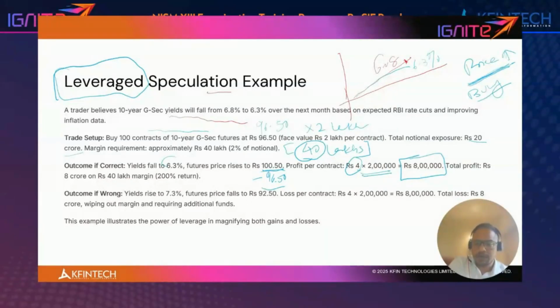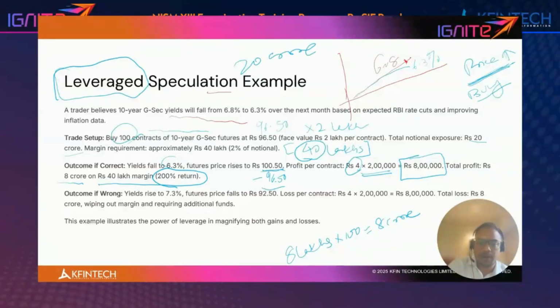That is on face value, but you have 100 contracts. So 8 lakhs into 100, that's 8 crore. So 8 crore profit on a 40 lakh margin, that is a 200% return. To enter into a 20 crore exposure, you need not pay 20 crore upfront. You can enter into a futures contract and pay only the margin, which is 2%, which is 40 lakh, and then your expected return is 200%, 8 crores.